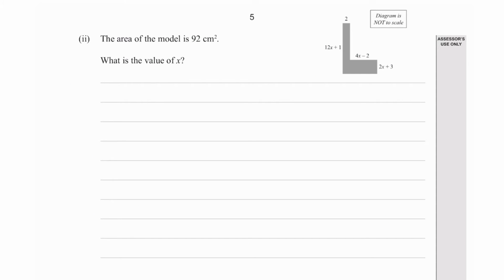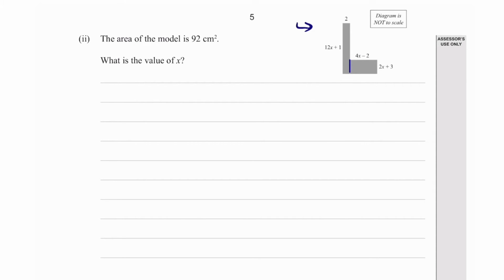Now, for the second part of C, we're told that the area of the model is 92 centimeters squared, and we want to know the value of x. So how do we work out the area of this model? I've put the shape here again. Essentially, we can split this shape up into two rectangles, right? We have this rectangle 1 here, and we've got this rectangle 2 here.